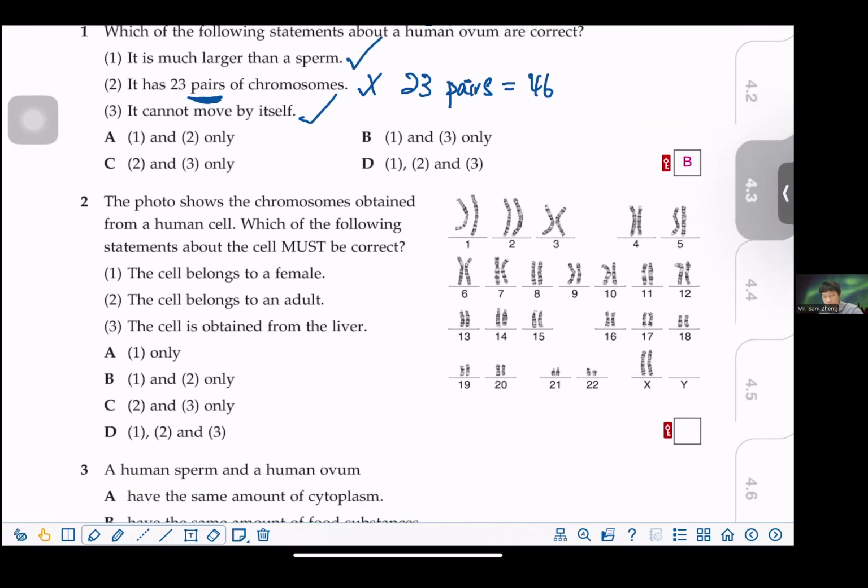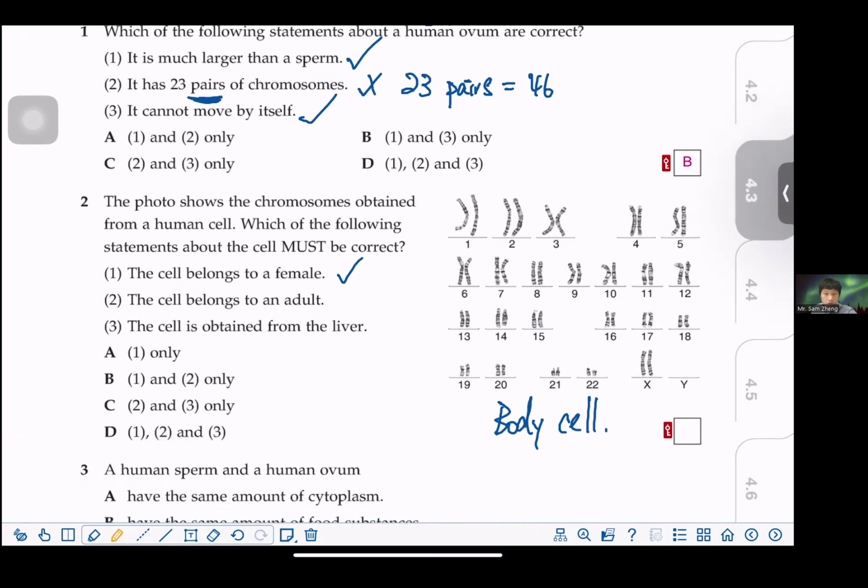Next, if you look at here, how many chromosomes do we have? We have 46 chromosomes here, meaning that it is a body cell. So in here, it must be correct. The cell belongs to a female. Of course it is correct, because X and X.